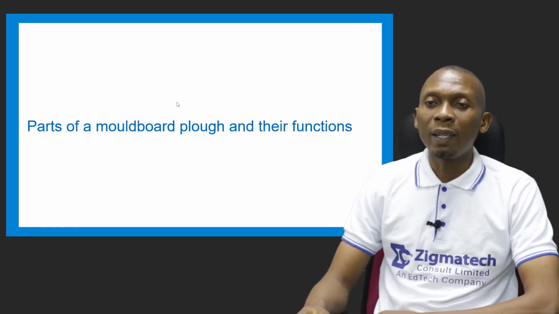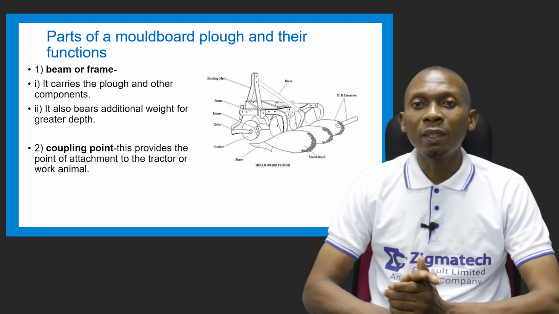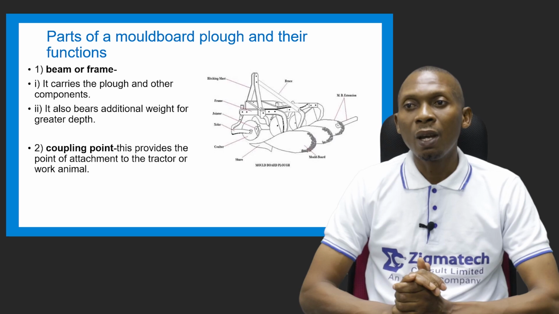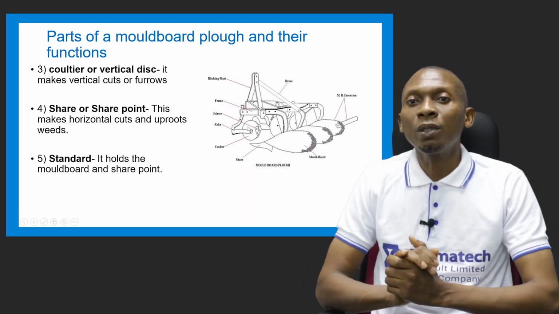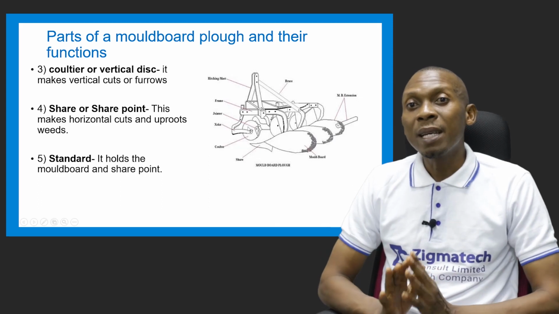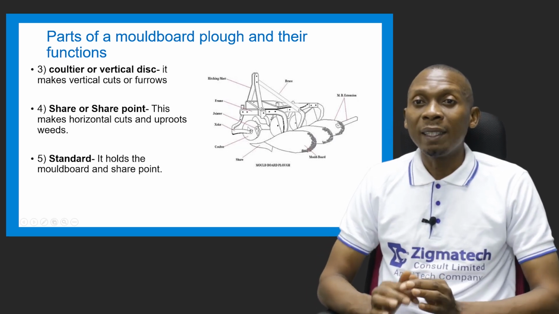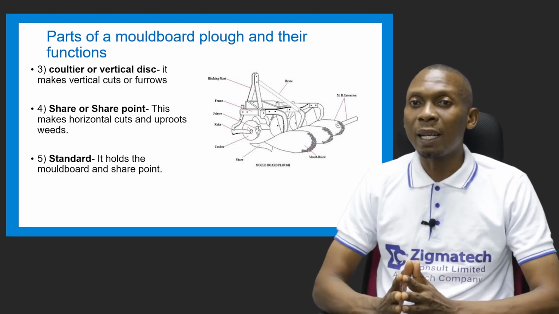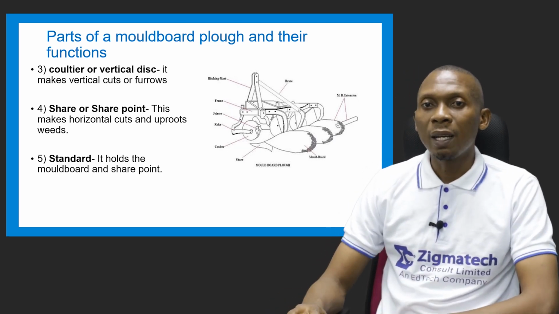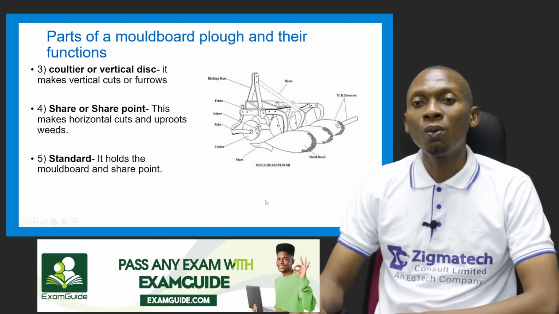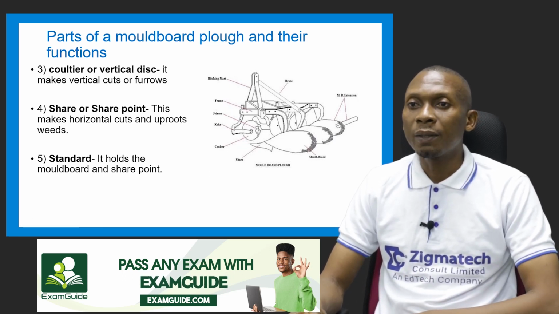Let's look at the parts of the moldboard plow and their functions. It also has a beam or frame. And what's the purpose of the beam or frame? It helps to carry the plow and other components and also bears additional weight for greater depth. We have the coupling point, which provides attachment to the tractor or the work animal. We have the coulter or vertical disc. Here, the vertical disc makes vertical cuts or furrows, while the shear point makes horizontal cuts, as different from the disc plow, where the disc makes both vertical and horizontal cuts. But for the moldboard plow, we have a part called the vertical disc or the coulter, and the shear point or shear, which makes horizontal cuts and uproots weeds as well. And the standard helps to hold the moldboard and shear point together. Okay, so that's the standard.